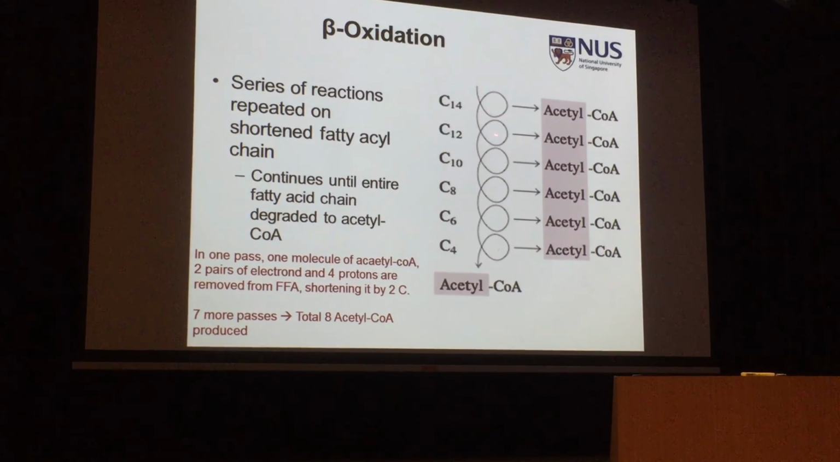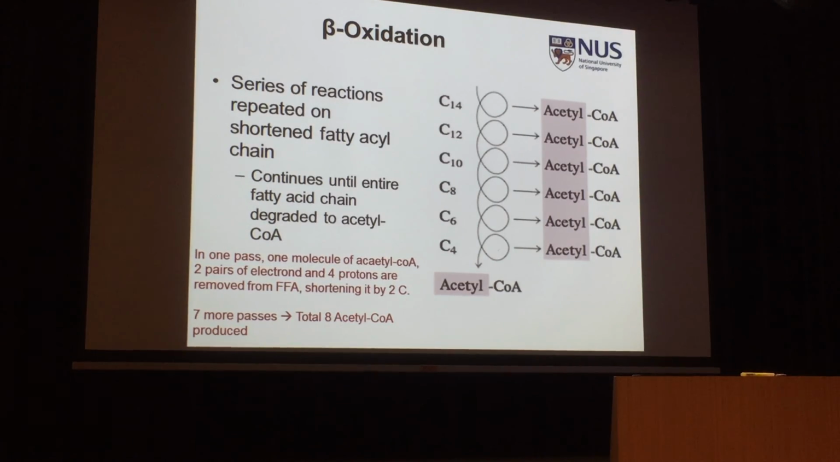So another pass, 1, 2, 3, 4, 5, 6. Okay? 7 more passes in total, 6 more passes, and you have 1, 2, 3, 4, 5, 6, 7, and the previous one that was produced, you have 8 acetyl-CoA. So the math is quite simple.